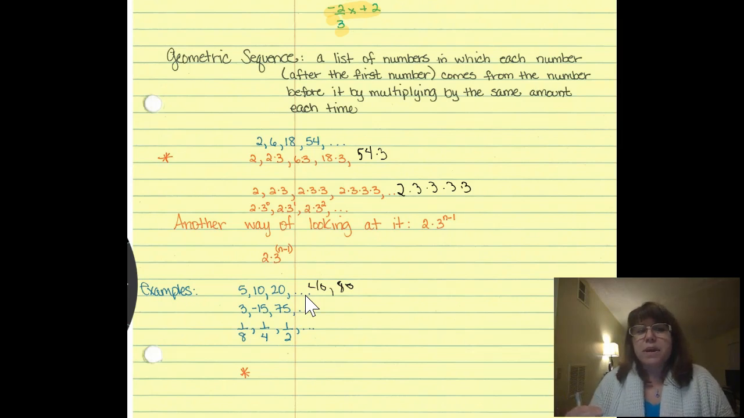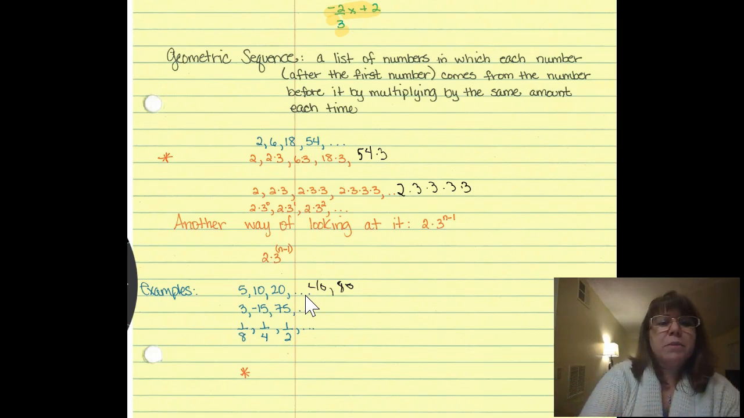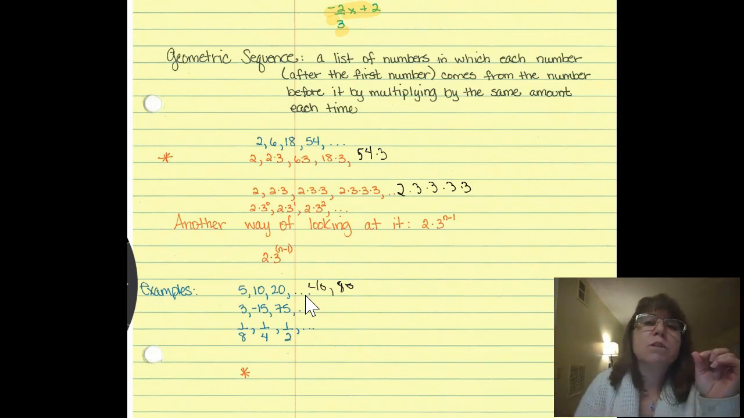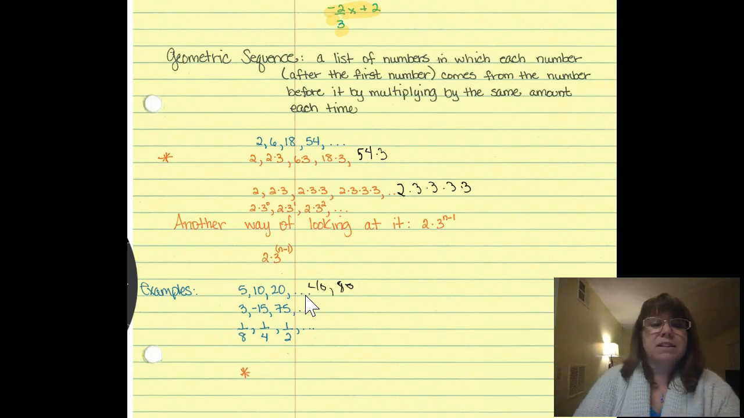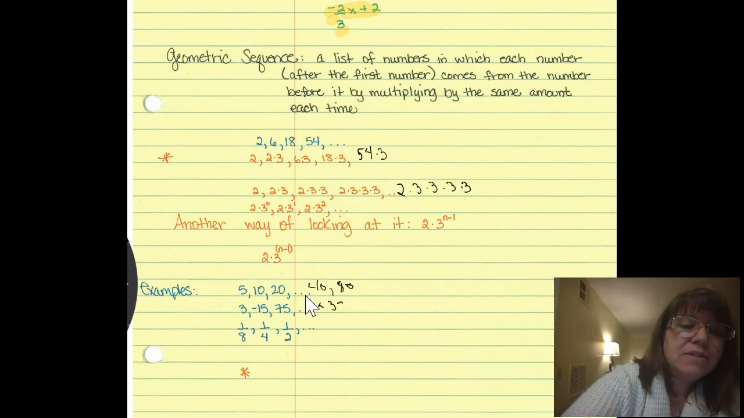Now let's look at the next one. 3, well, now I have a negative 15, and then I have a positive 75. What? Well, the only way from a 3 to get to a negative 15 is to multiply that by a negative 5. Okay, that makes sense. So if I multiply negative 15 by a negative 5, would I get a positive number first, and would I get a 75? And indeed, yes. So my next value is going to be 75 times negative 5. That's going to be a negative 375, I believe.